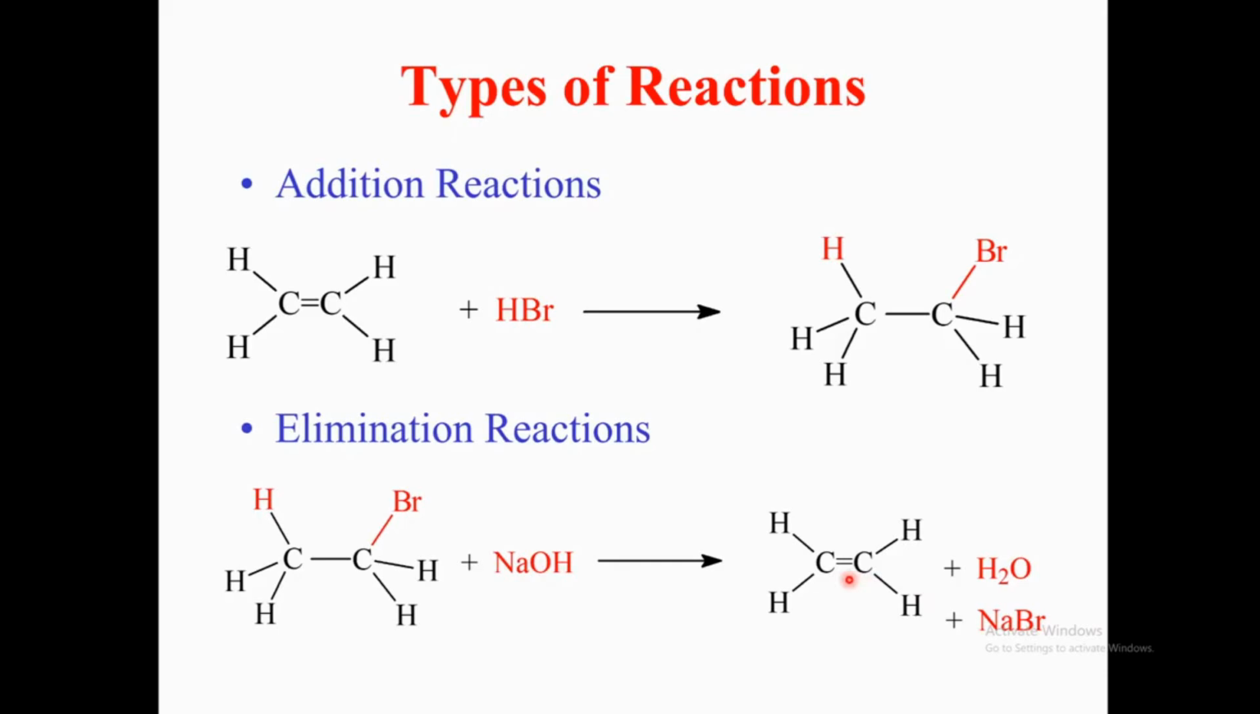So the take-home message from this reaction is that we can prepare alkyl halides from alkenes, and we also prepare alkenes from alkyl halides, vice versa, by 2 different reactions. So addition reaction of hydrogen bromide across double bond gives you the alkyl halide, which is this one, and the elimination reaction of alkyl halide will give you the alkene.